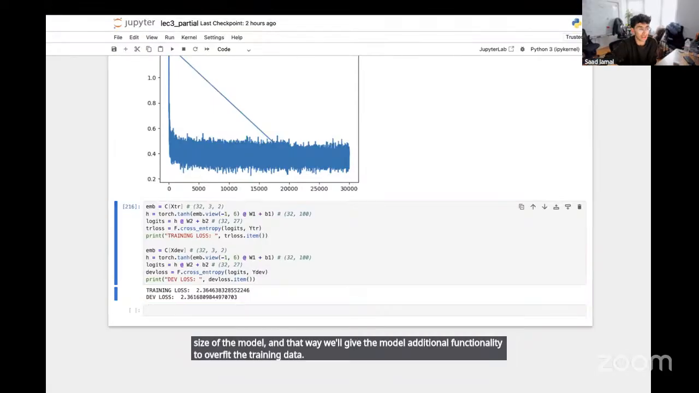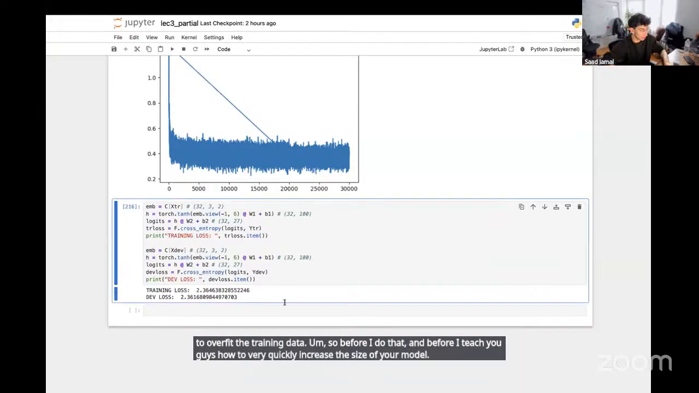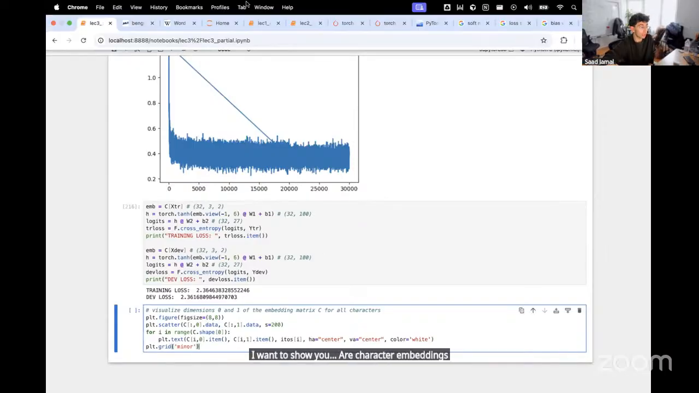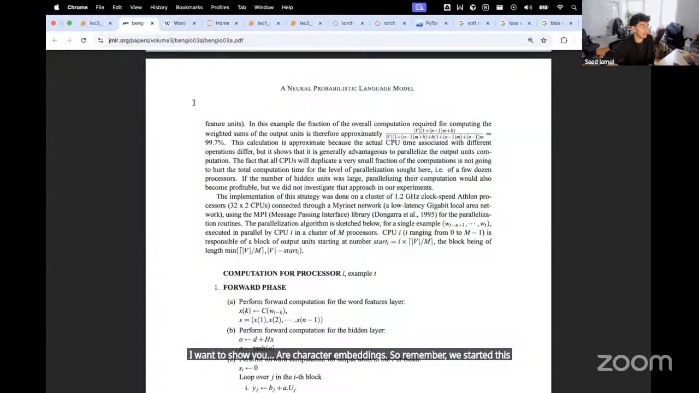So before I do that, and before I teach you guys how to very quickly increase the size of your model, I want to show you our character embeddings. So remember, we started this lecture by talking about Bengio's paper.